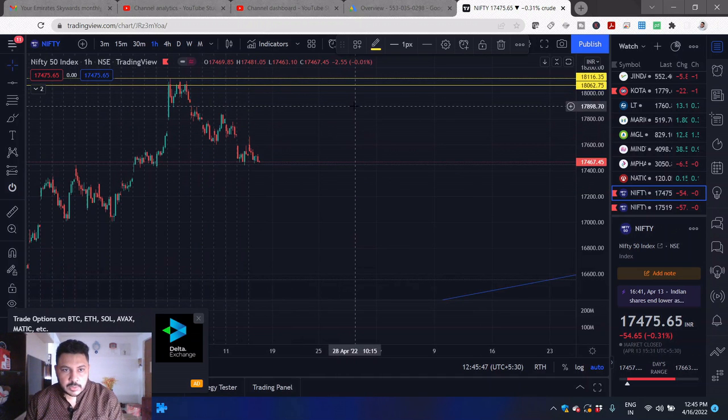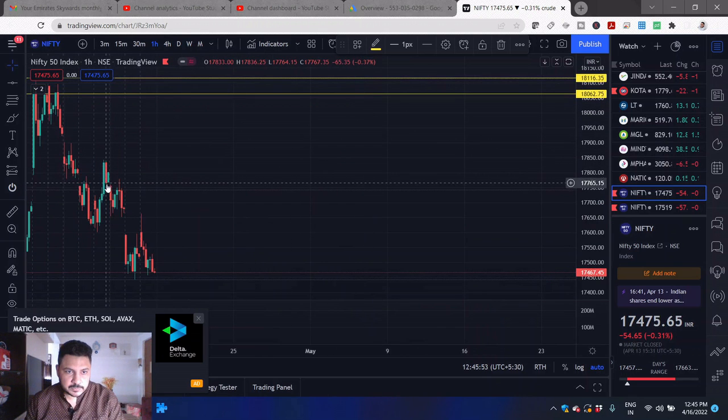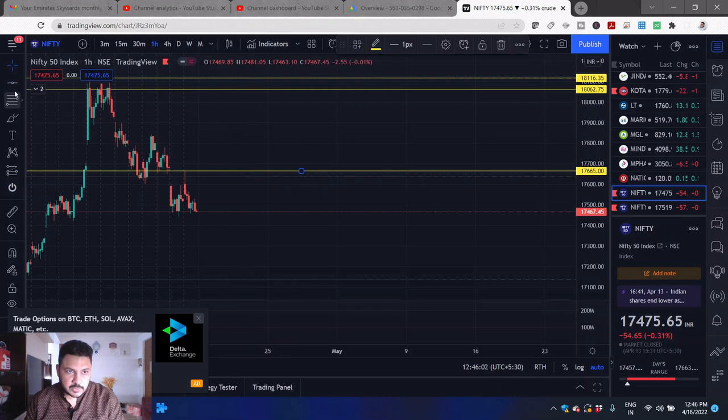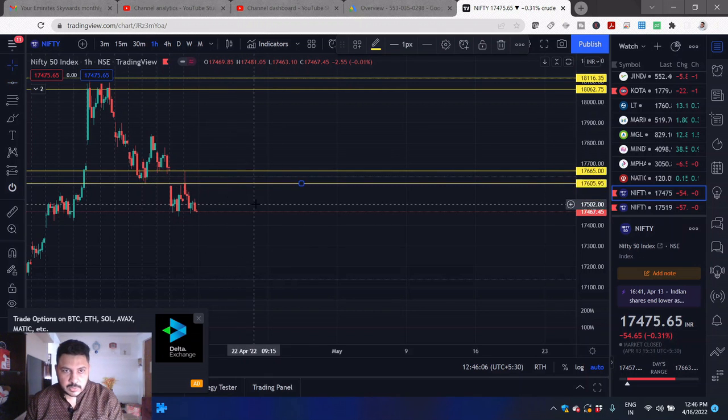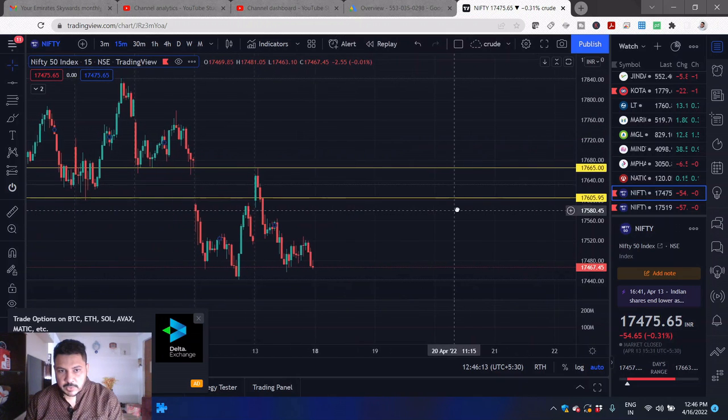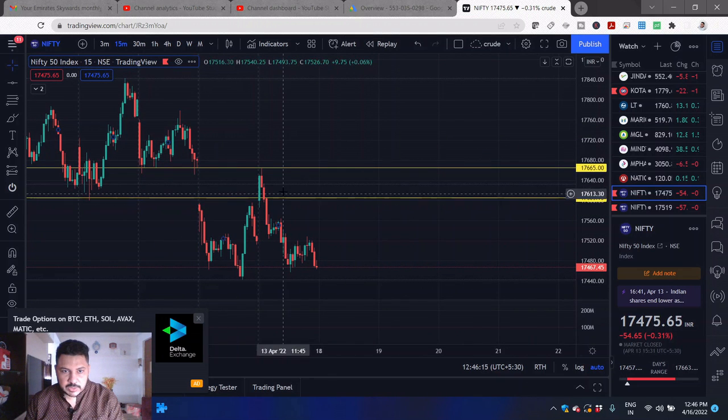Now you see there is a gap here. There is a reversal here. There is also a reversal at this point. These kinds of reversals are very important for intraday trading. Now you go to a lower time frame, say 15 minutes. You have got this zone. In 15 minutes you can see the price has reversed from this zone.